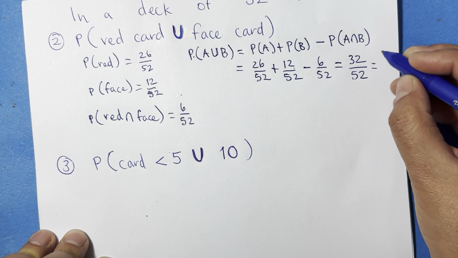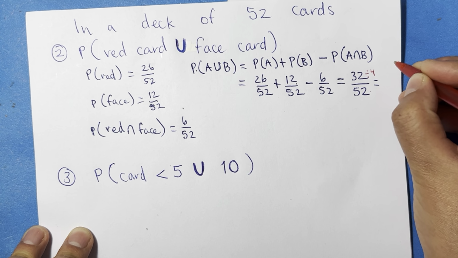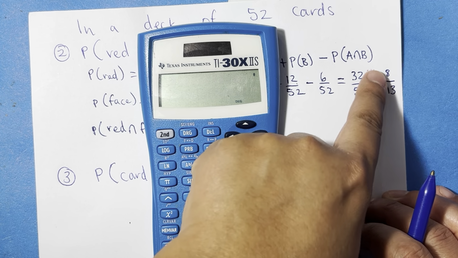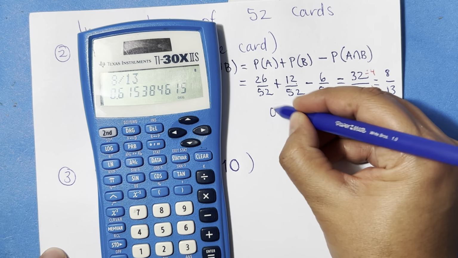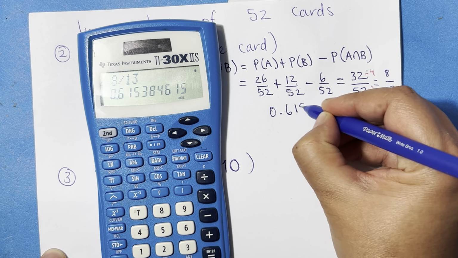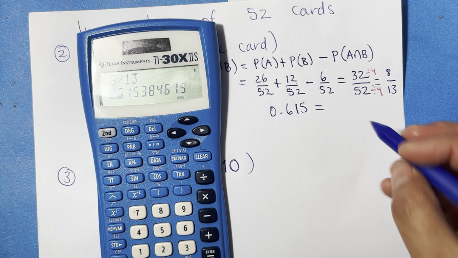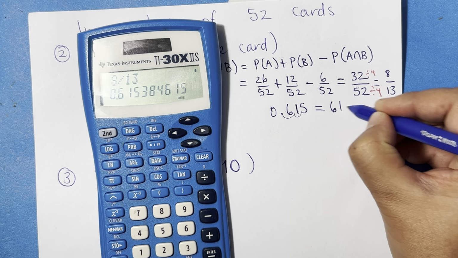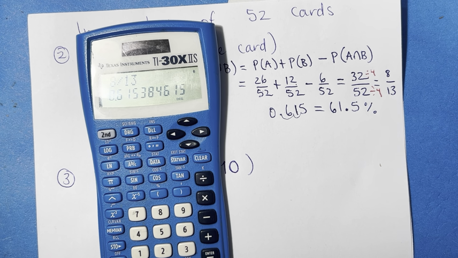We can simplify, so we can see that both are divisible by 4. 32 divided by 4 we get 8. And 52 divided by 4 is 13. Then we divide 8 divided by 13. It's 0.615. I always round it to the thousandths just so that I can get 1 decimal when we do the percent. So we always move it 2 spaces, is 61.5%. And so that's the chance that I get to win by betting on a red or a face card.